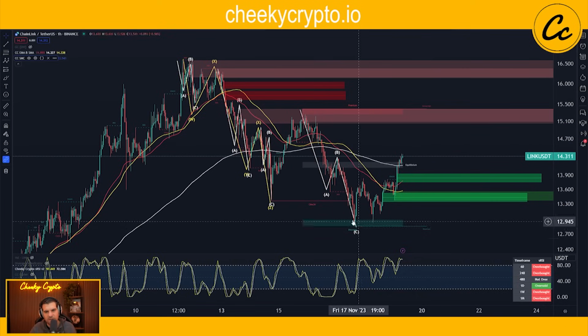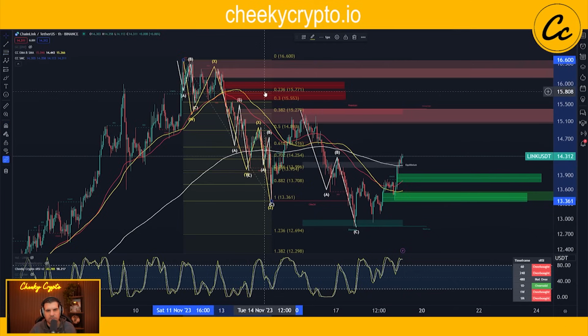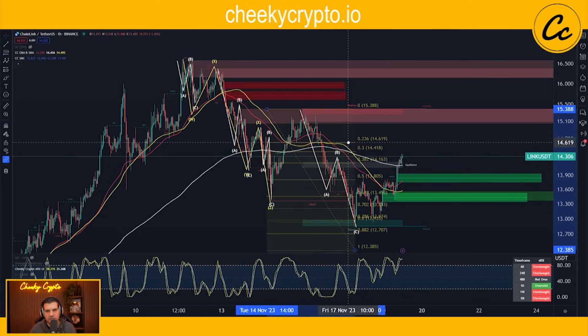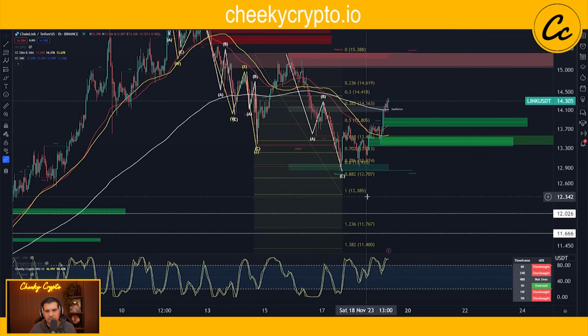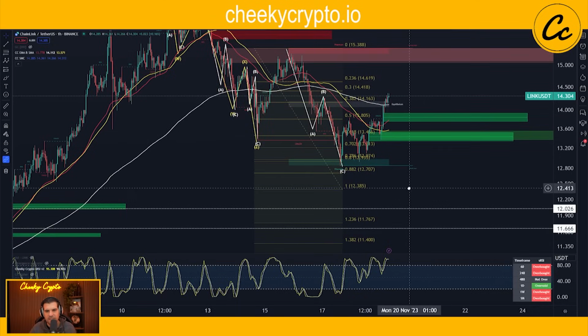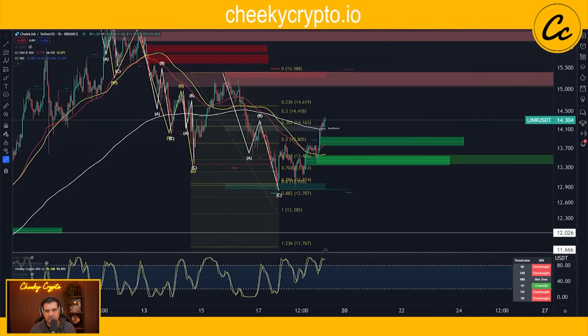That looks like it did truncate, i.e. fell a little bit short of its expectations. It's still possible that we come down a little bit more. I don't think we've finished with this entire structure just yet. Taking a look at it, we still have the ability to see $12.38. So this could just be a double zigzag pattern here.